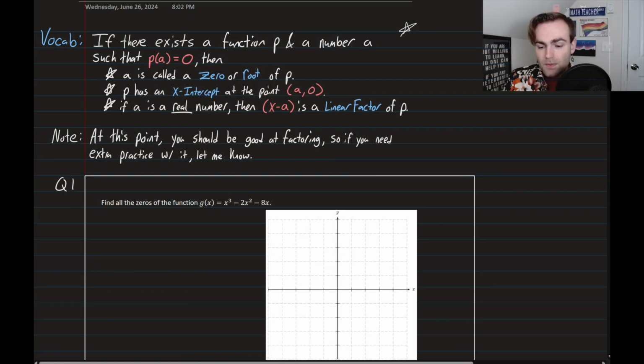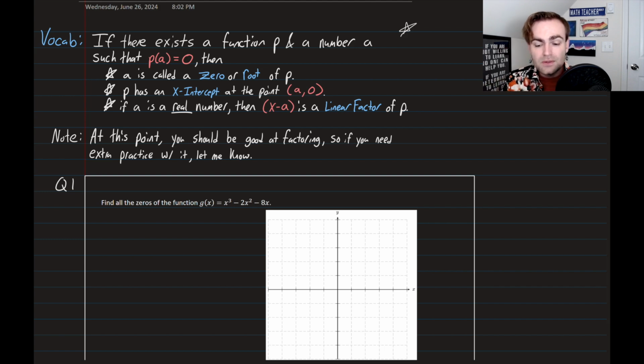Let's get started. If there exists a function p and a number a such that p of a is equal to 0, we have a few different things we can call it. We can call the number a itself a zero or a root. We can say that p has an x-intercept at the point a comma 0, and we can say that x minus a is a linear factor if a is a real number, so no imaginary parts.